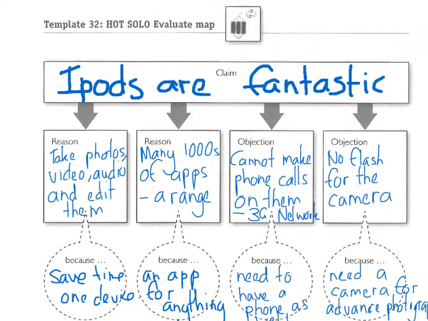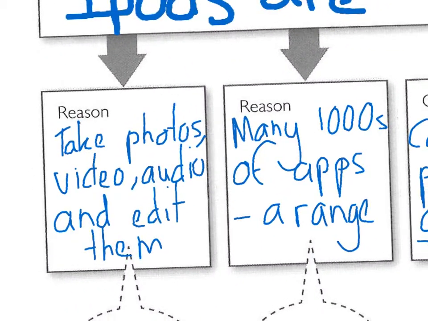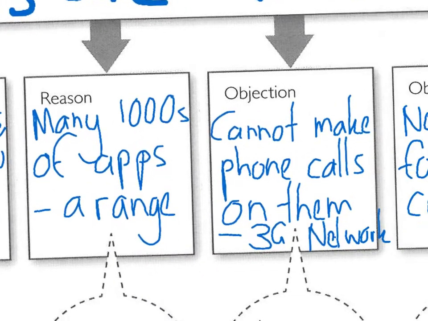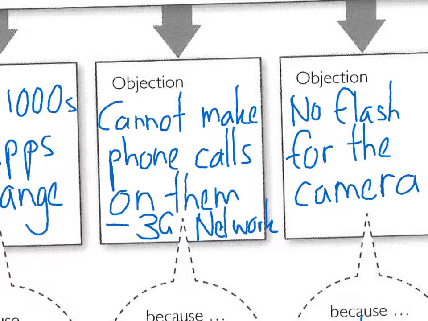If you take a look at those reasons, one is they can take photos, video, etc. And then I have this one here, there's many thousands of apps, there's a huge range. So I've given my reasons. Now I also need to give some objections, some reasons why people might not think so. The objections I've come up with are it cannot make phone calls on the 3G network, and there's no flash for the camera.